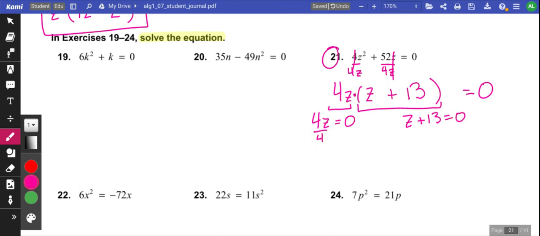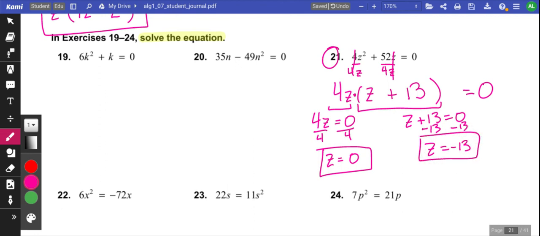I'm going to divide here by 4. I get z equals 0. Anything 0 divided by anything is just going to be 0. Then over here, plus 13, so I'm going to subtract 13. I get z equal to negative 13. All right, so most of these, I think you're going to end up with 2 answers for all of these. So again, z is equal to 0 or z is equal to negative 13.